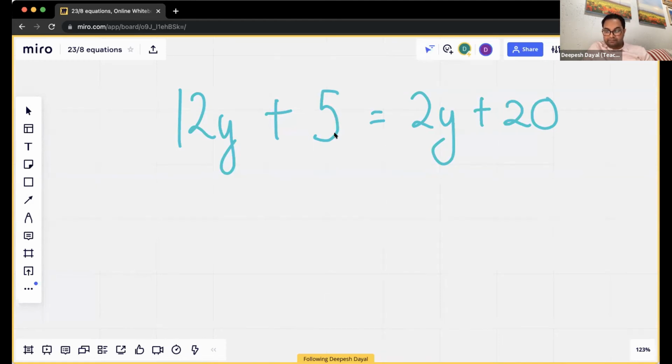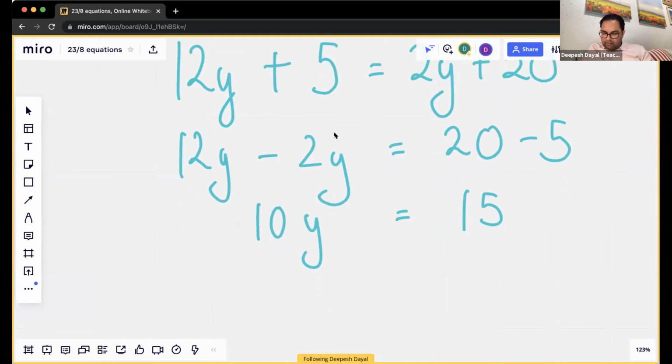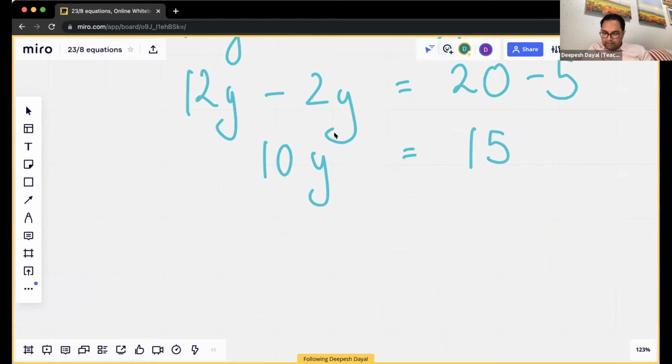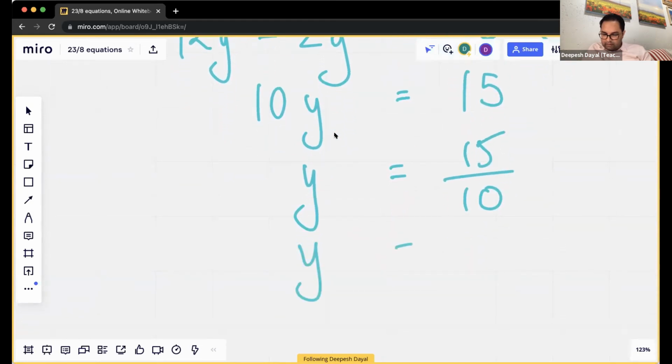How did you get that? So I said 12y minus 2y equals 20 minus 5. And what's 12y minus 2y? 12 minus 2 is 10. And 20 minus 5? 15. So you're going to say 10y equals 15. So y will be 15 over 10. And what is 15 divided by 10? 1.5.